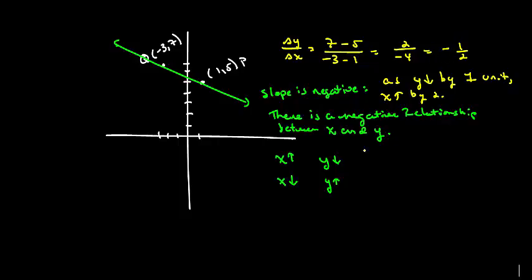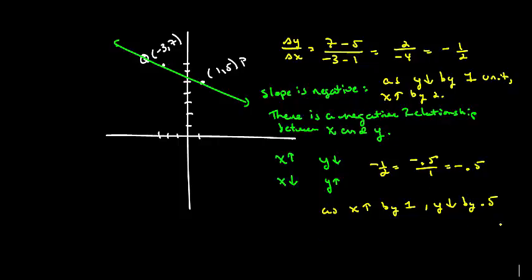Likewise, you could take this, negative 1/2, and you could just call it negative 0.5 over 1, or just negative 0.5. And what that tells us is as x increases by 1 unit, y decreases by 0.5. Now, I went through that kind of quick, but you should think about how I got those values out. The interpretation of the slope is much more important than actually calculating it.